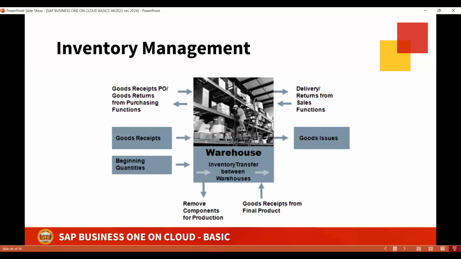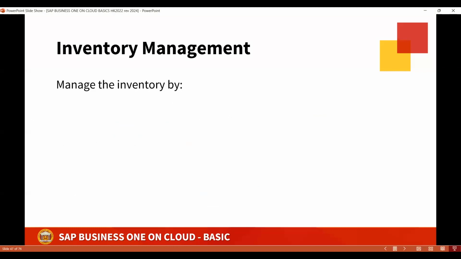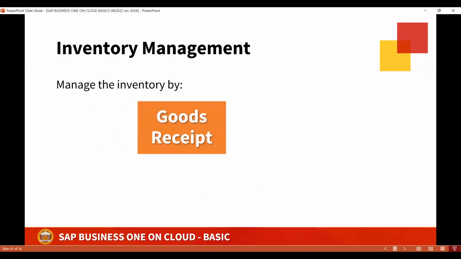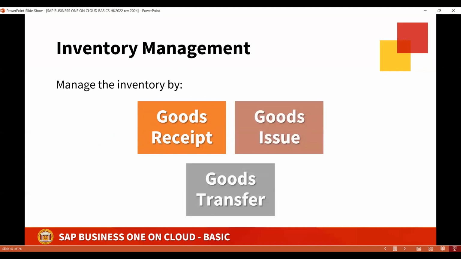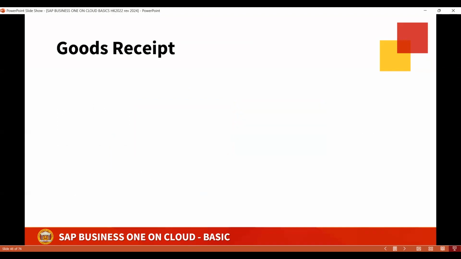So in a nutshell, this is how inventory management goes, and we'll be dealing with that particular image a little later. But for now, let's talk about the various ways of managing our inventory. Initially, we can manage our inventory by using either goods receipt, goods issue, or goods transfer. So let's start with goods receipt.